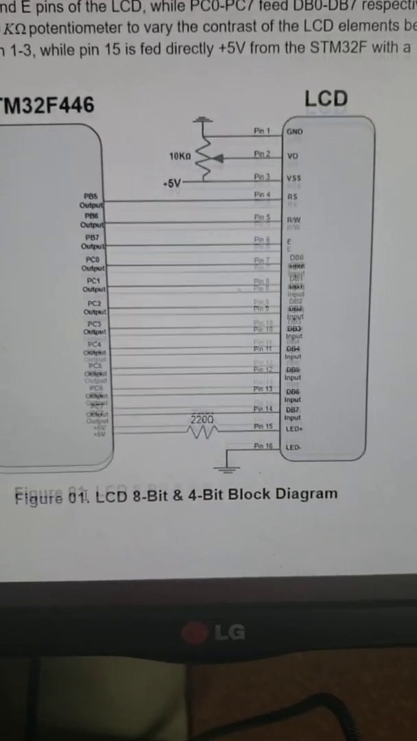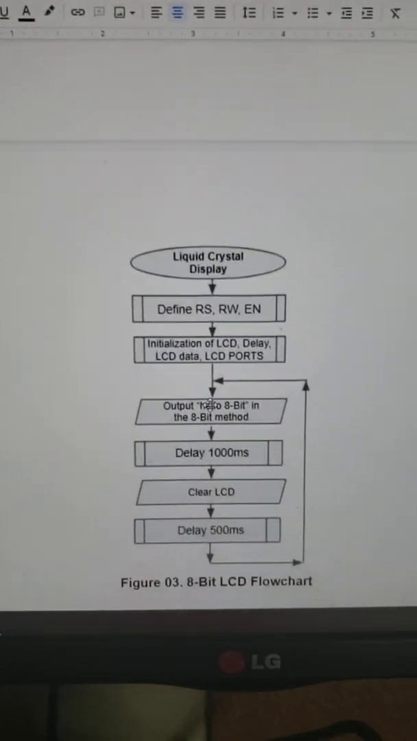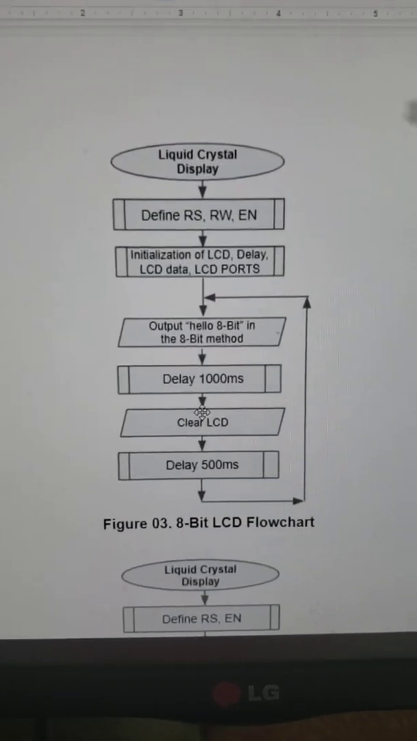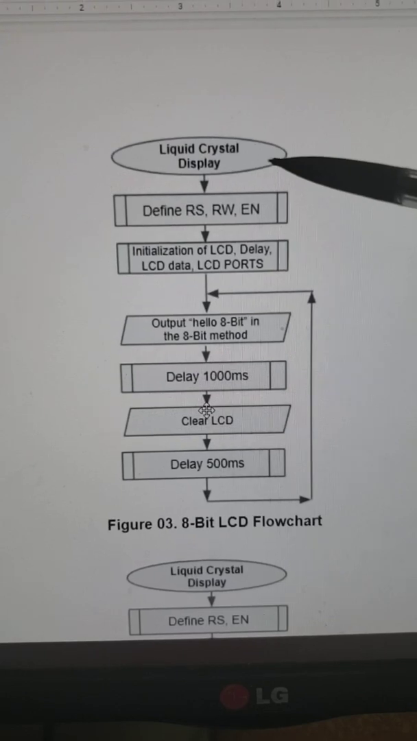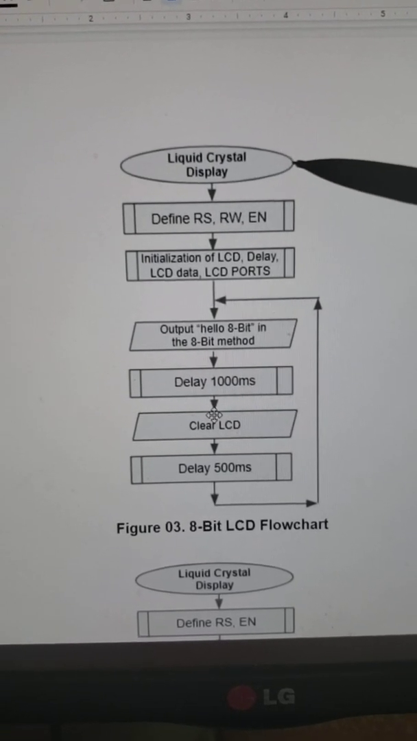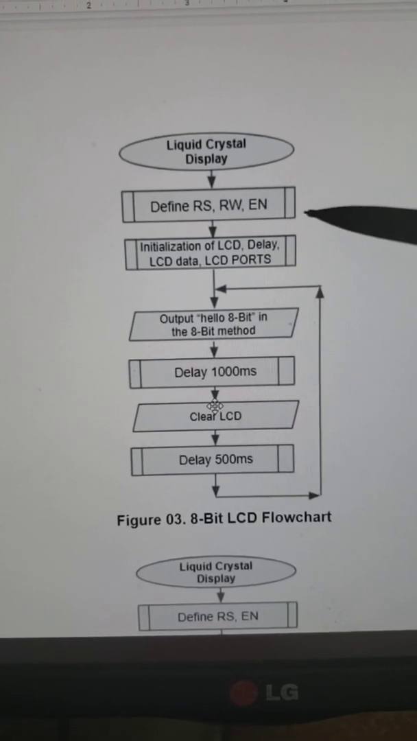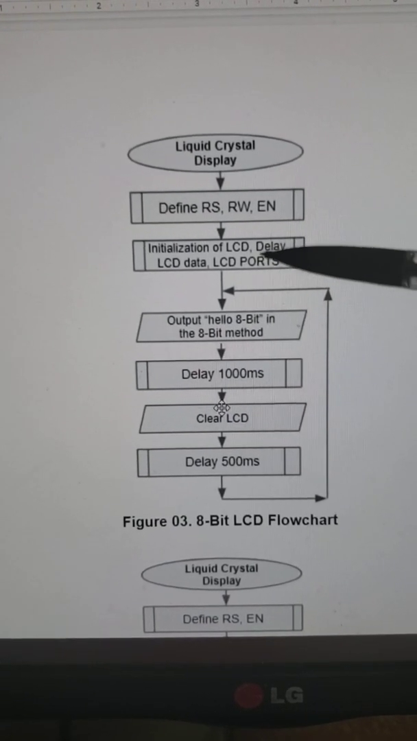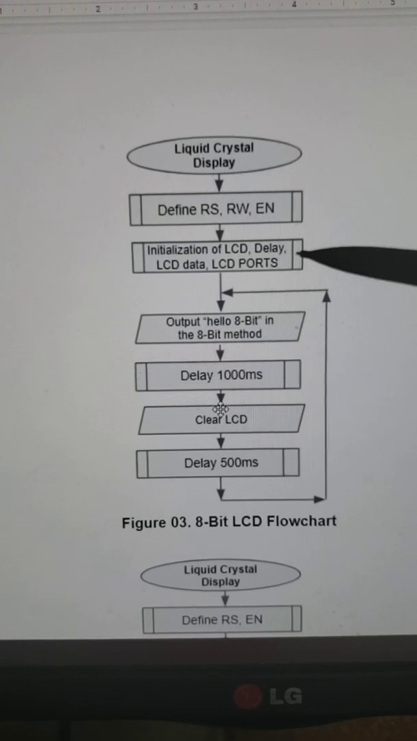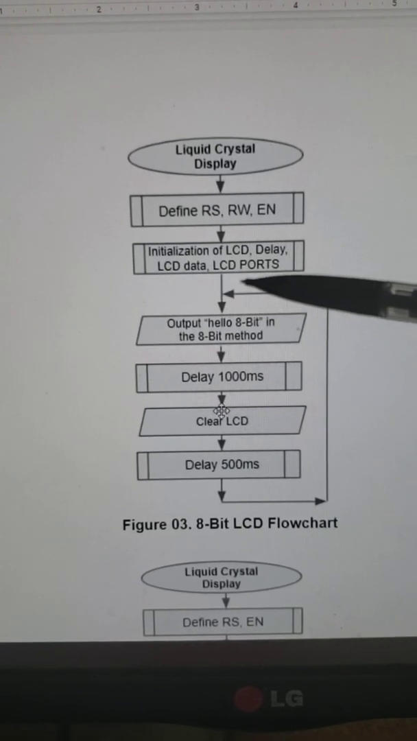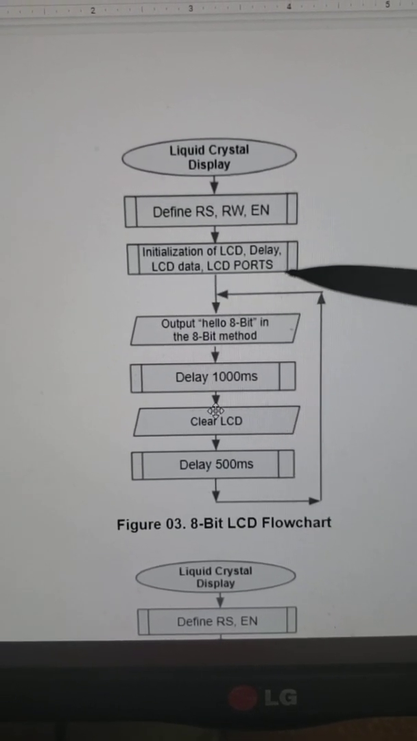For this program, we're going to be using something fairly simple. It's going to be using a flowchart, which is going to have the actual LCD display main program. It's going to define a few of these initial values. It's going to load the initialization of the LCD, the delay function, the actual data that's going into the LCD, as well as individual ports that are being put in.